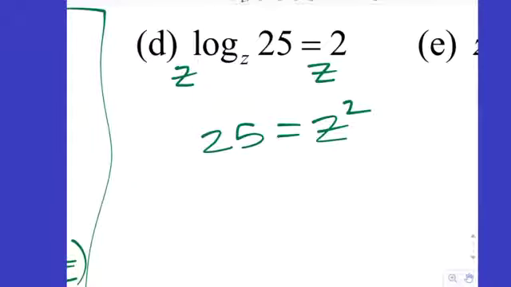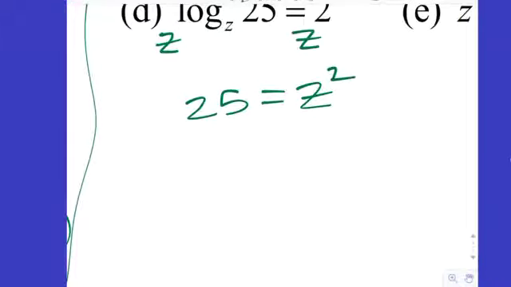That's a quadratic equation. We're either at the end of Algebra 1 or the beginning of Algebra 2. So we can solve that by extracting square roots. And whenever you extract square roots, that is, take the square root of both sides, you have to at least consider both plus or minus. So that would be plus or minus the square root of 25, which is 5.